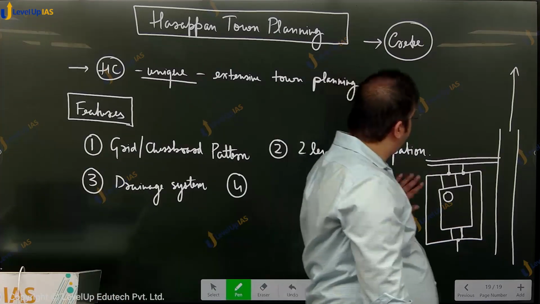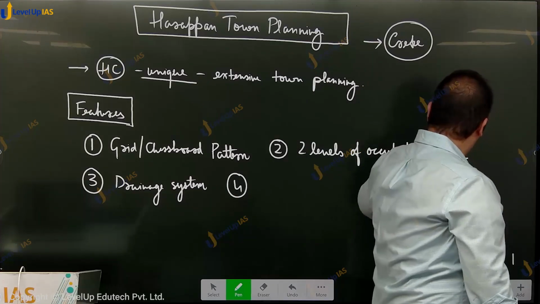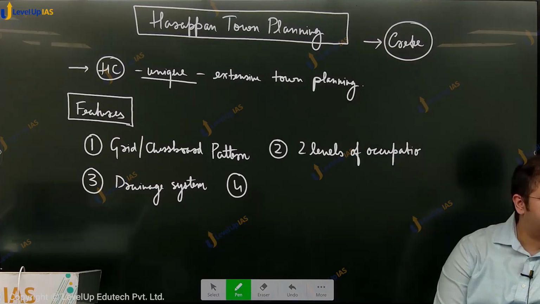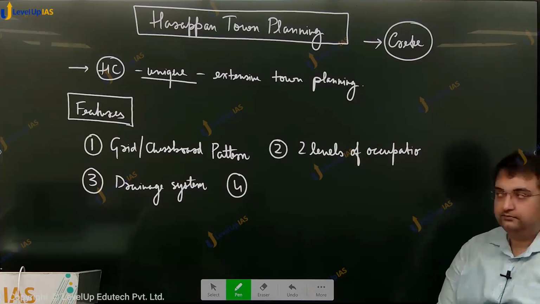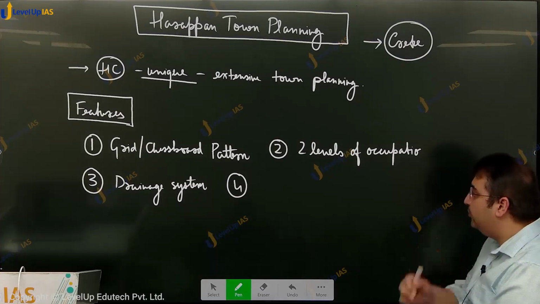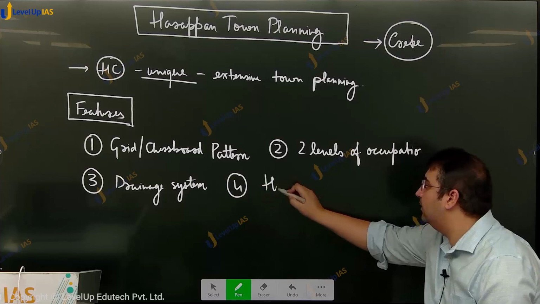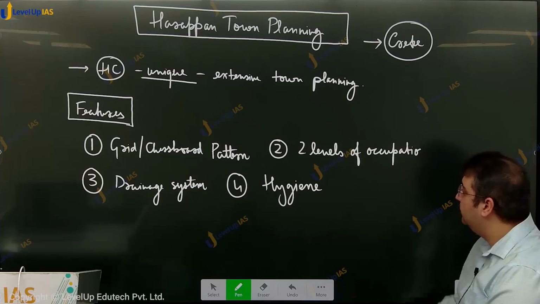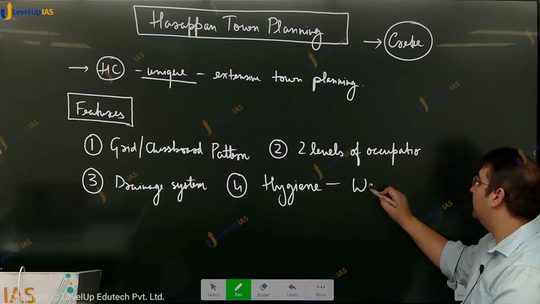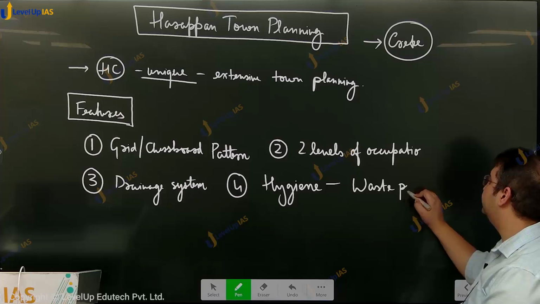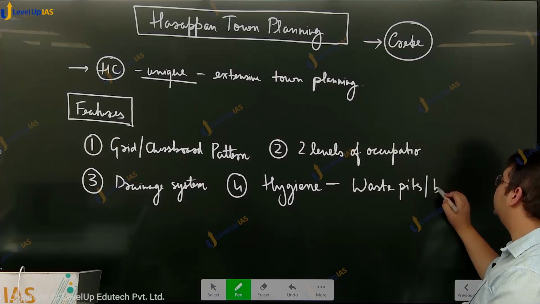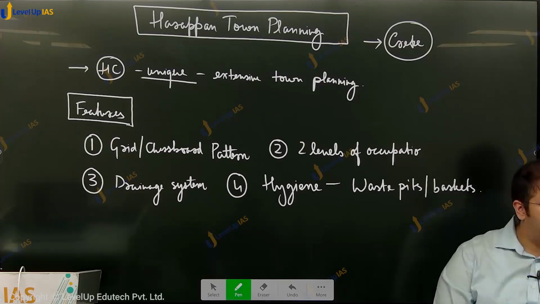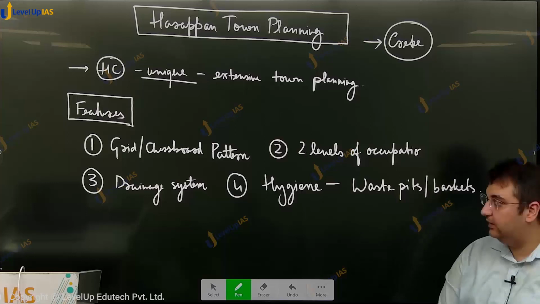और बताइए, और क्या फीचर्स थे हड़प्पन टाउन प्लानिंग के? व्हाट एल्स? देयर वर एडिक्वेट प्रोविजंस फॉर hygiene, right? For example, waste pits or waste baskets were placed at regular intervals on the sides of the streets.